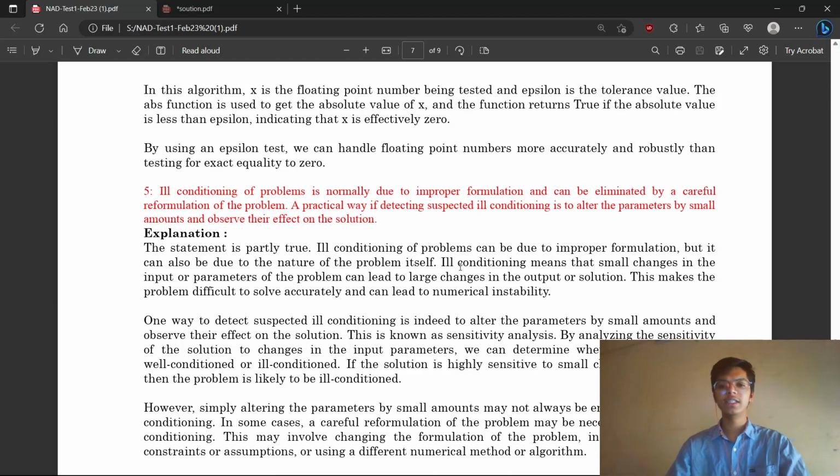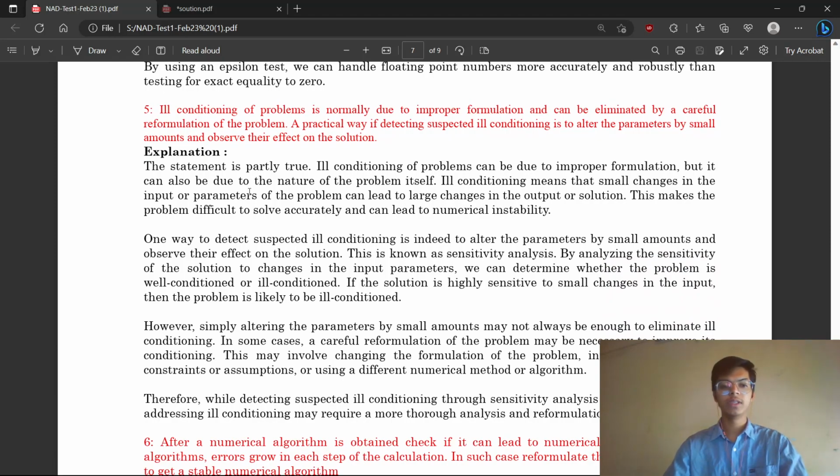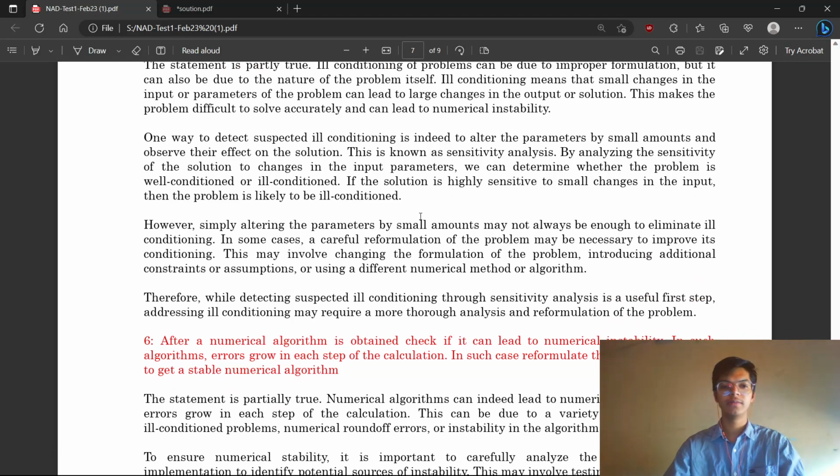Ill conditioning means that a small change in the input or parameters of the problem can lead to a large change in the output or the solution. This makes the problem difficult to solve accurately and can lead to numerical instability.